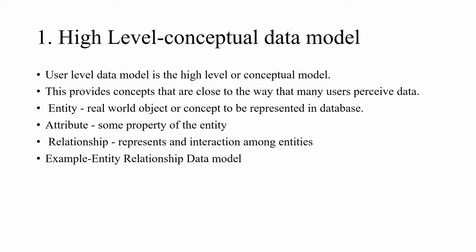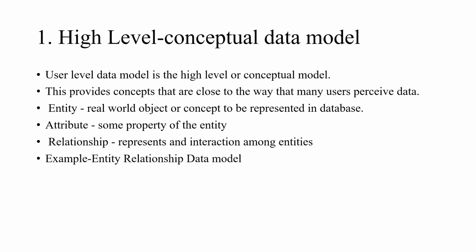The entity relationship model will be explained later in detail. What is meant by entity? An entity is a real world object or concept to be represented in a database. Real world object, entity, attribute, relationship: these are the main points. An entity is a real world object that is distinguished from other objects. For example, student is an entity. Then student name, student mark.